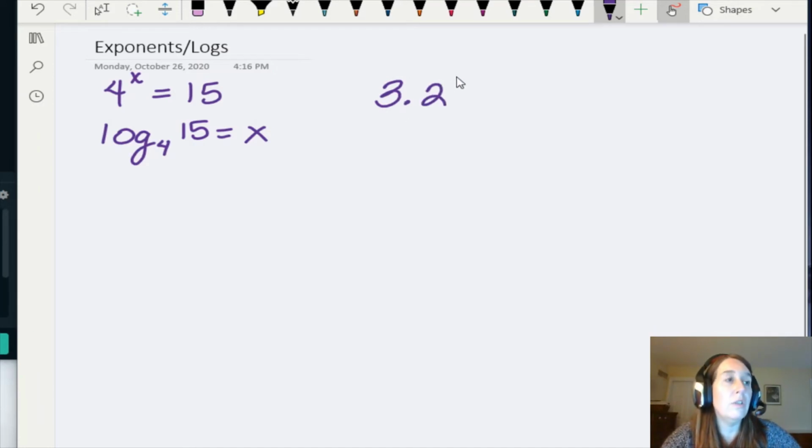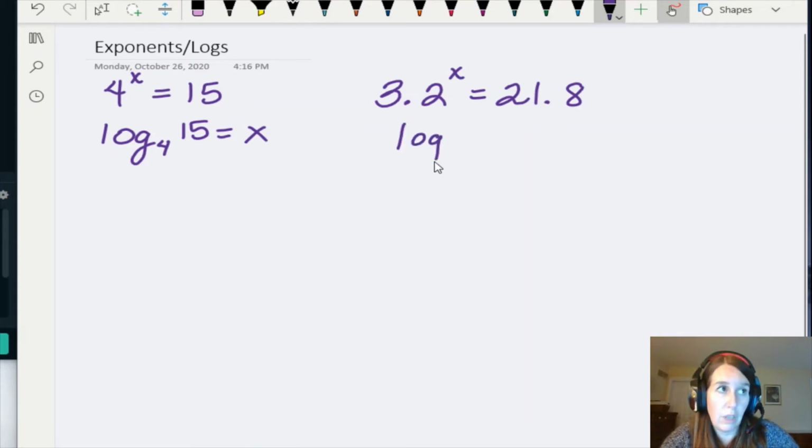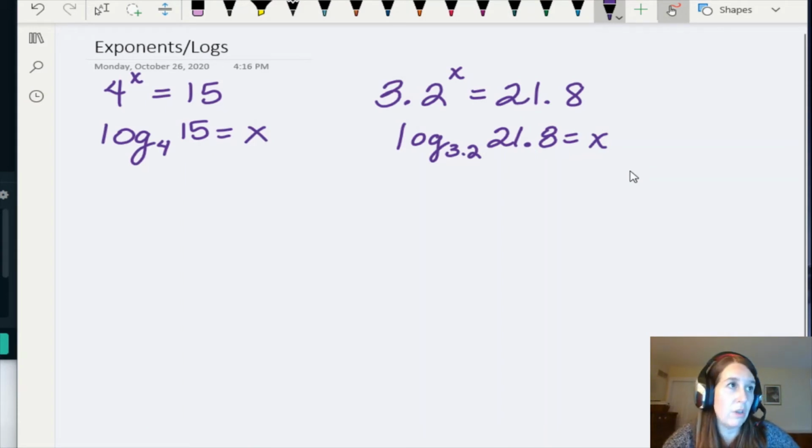All right, let's look at another one. 3.2 to the x power is equal to 21.8. Okay, so clearly this is a problem we need a calculator for, but we cannot type it in as is because we have an equal sign with the other side. We need to be able to solve for this x. So we go log, keep the base the same, that's the 3.2, and then switch the location of the other numbers. Okay, remember it is the inverse, so they are switching around. All right, this is a number we can type into our calculator.